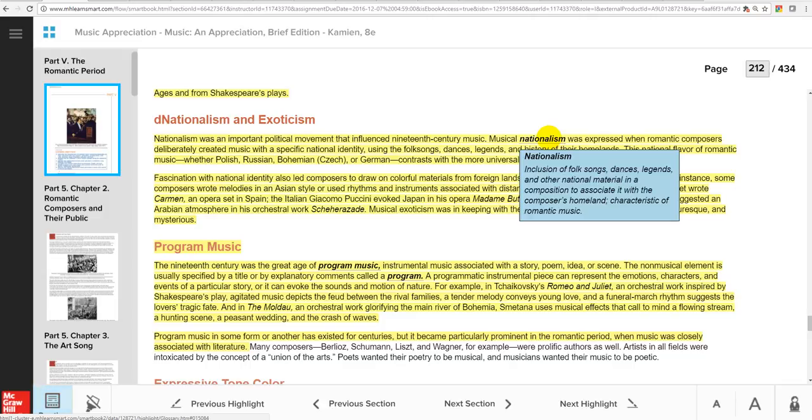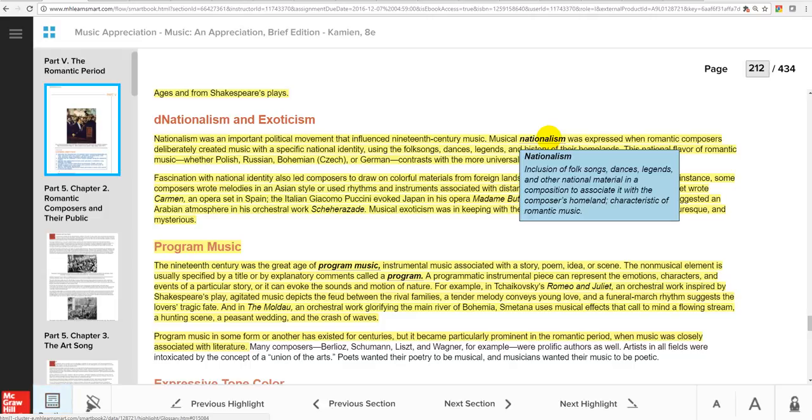So Chopin would use Polish elements, Polish dances unique to Poland, like the mazurka and the polonaise. I've heard it pronounced different ways, and when I do my chapter on Chopin, I'm going to remind myself of the different pronunciations and make sure we get those correct. But he used Polish elements in his music.